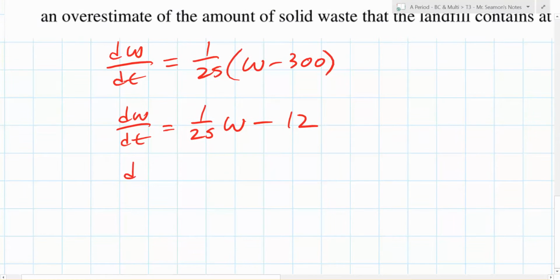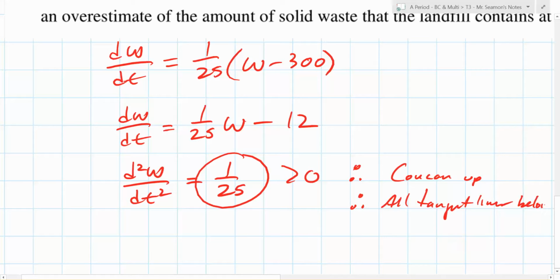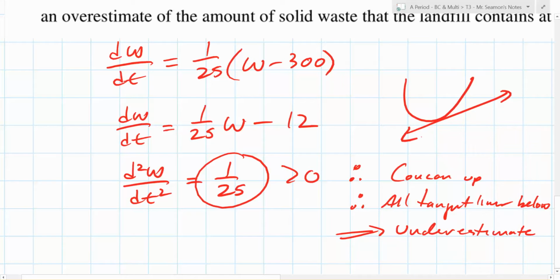If you now do the second derivative, what do you end up with? 1/25. That is the second derivative. It's asking you, based on this number, can you tell me if our original estimate for 1/4 is an underestimate or overestimate? That has to do with the concavity of the curve. This number is always positive, greater than 0, which implies concave up. And concave up implies all tangent lines are below. So this is an underestimate, because concave up means all tangent lines are below the curve.